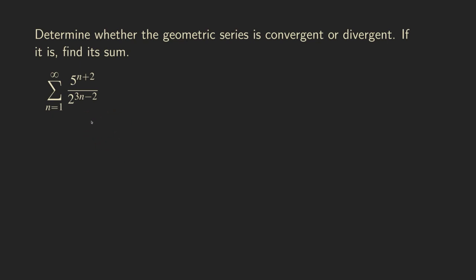We have a geometric series here, and we want to determine whether this geometric series is convergent or divergent. And if it's convergent, we want to find the sum because it has a finite sum, right, when it's convergent. So how do we do that?